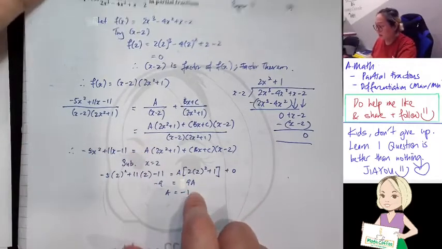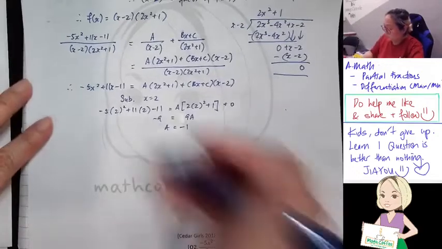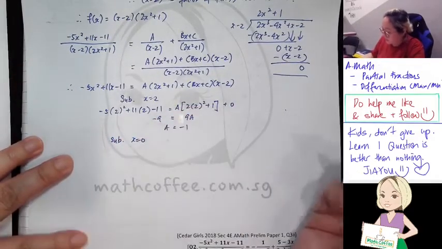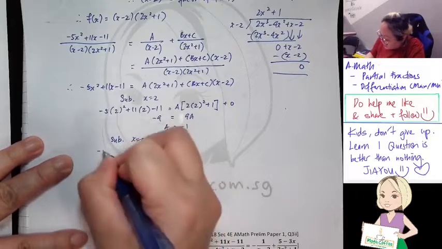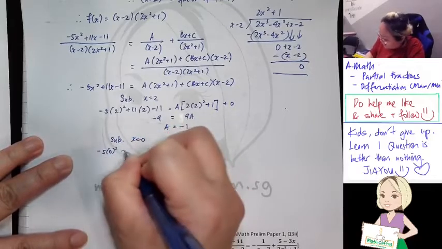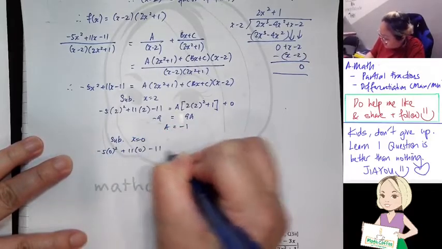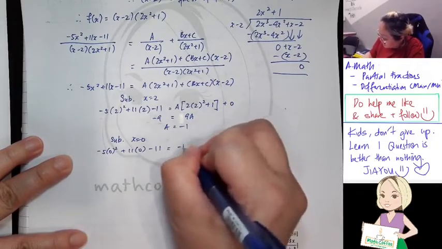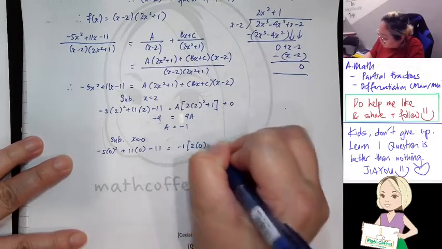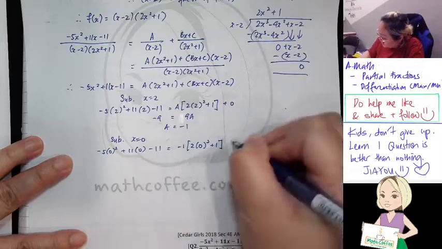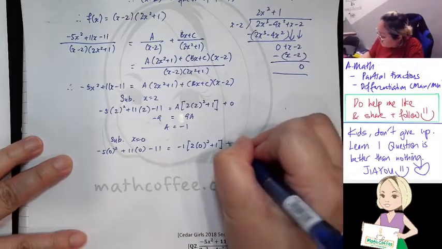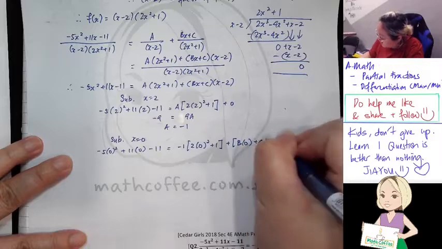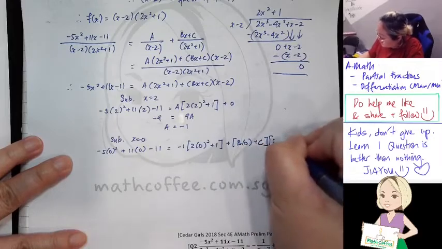So this time round, I'm going to sub in x equals to 0. Okay? So it will be minus 5 times 0 squared plus 11 times 0 minus 11 equals to, my a is here already, so it's minus 1 over 2 times 0 squared plus 1, plus b times 0 plus c, over 0 minus 2.